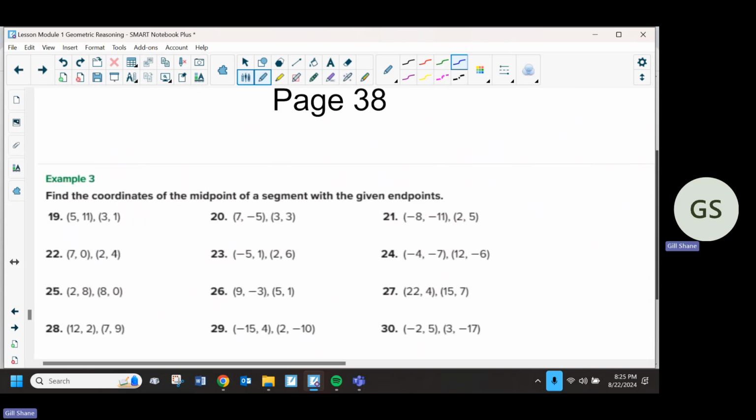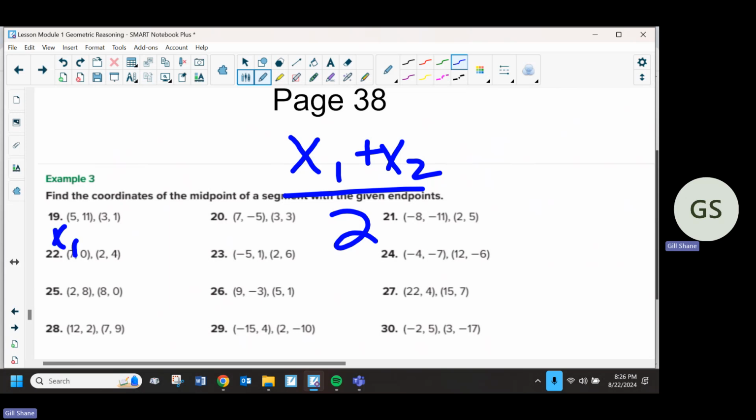Coordinates of the midpoint. So here's one where they don't give you the graph, but they give you coordinates. This one would be a lot easier to use the formula. I'll always give you graph paper though, and you could draw it out and do it. But you're basically doing x1 plus x2 divided by 2 to get the x. So you would just say this is x1, this is x2.